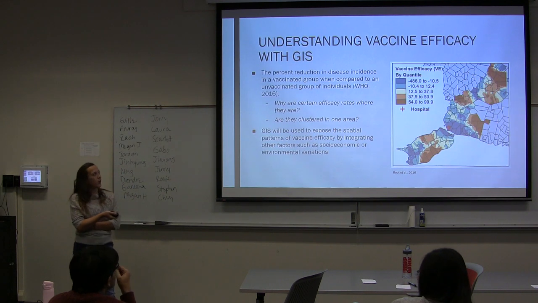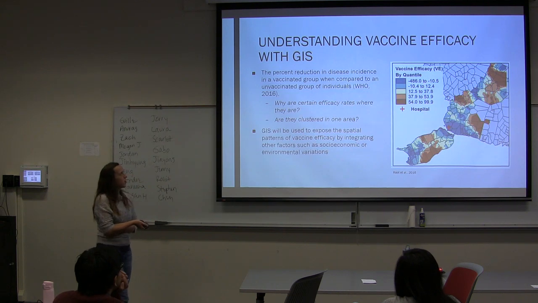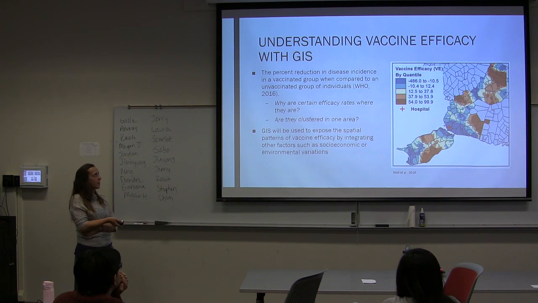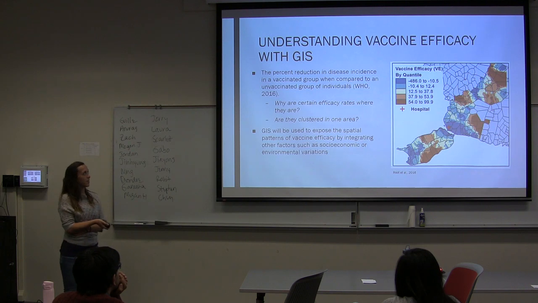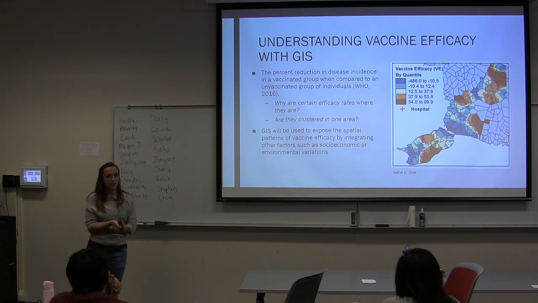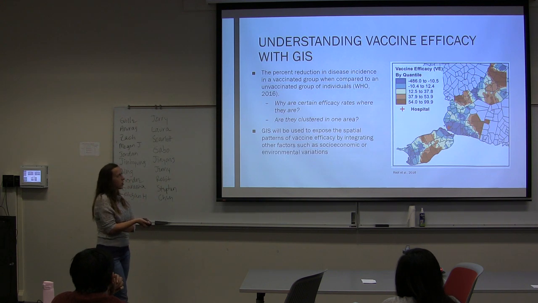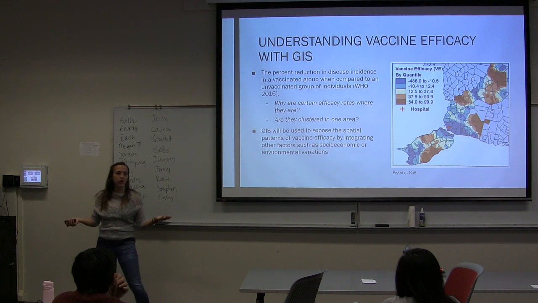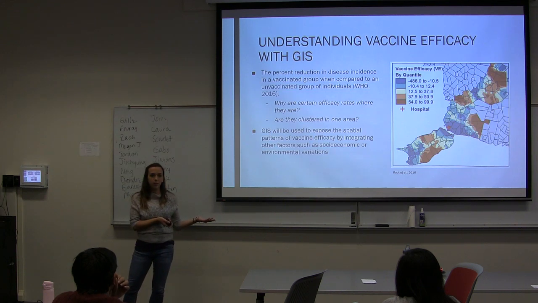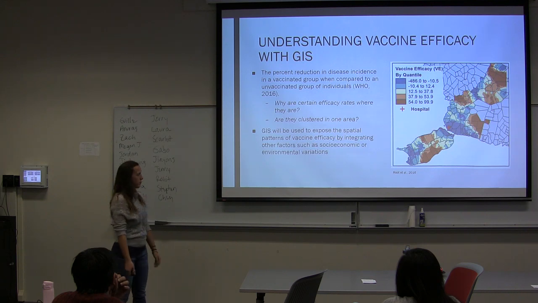So, moving further, understanding vaccine efficacy with GIS. Vaccine efficacy is defined as the percent reduction in disease incidences in a vaccinated group when compared to an unvaccinated group of individuals. When we're using GIS, we might ask questions such as, why is there higher vaccine efficacy in certain places compared to others? And also, why are they clustered in certain areas?